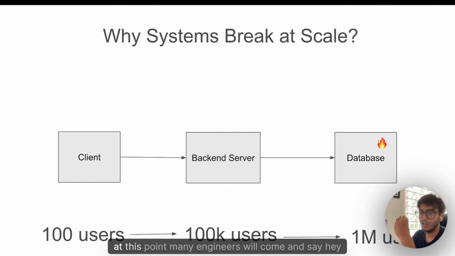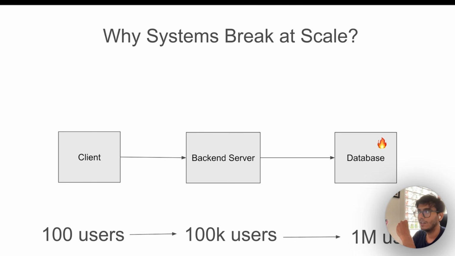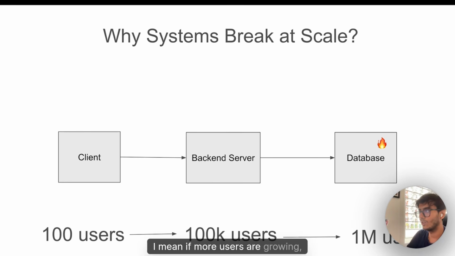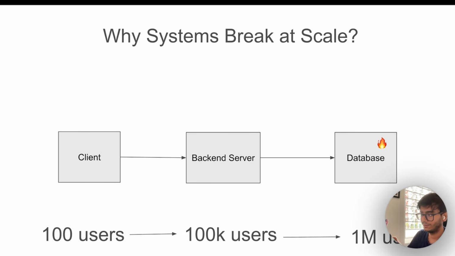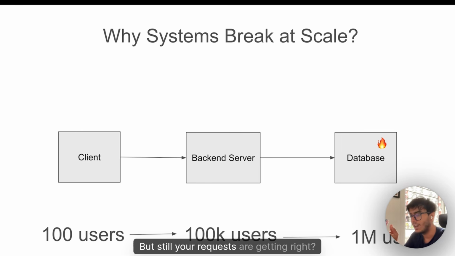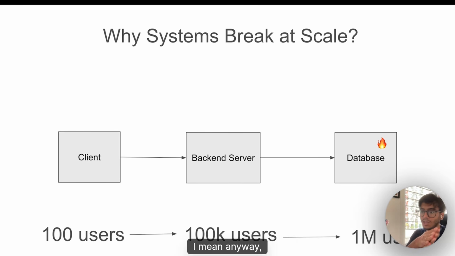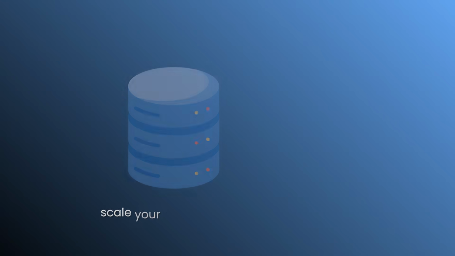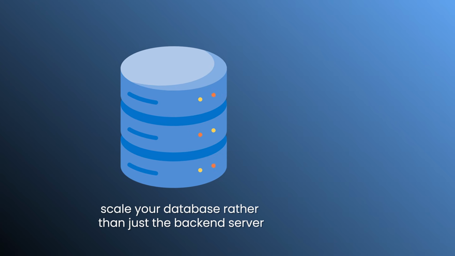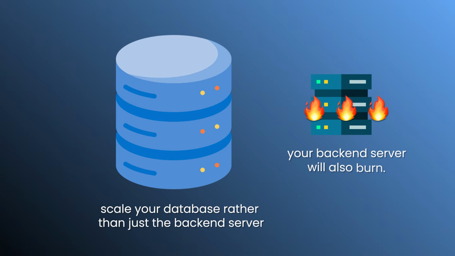So now at this point, many engineers will come and say, "Hey Anubhav, I'll add more CPU. I mean, if more users are growing, I'll add more CPU, right? So that my system scales." But still, your requests are getting stuck. I mean, all the requests eventually transform into a database query, right? So you might need to also scale your database rather than just the backend server. If you don't, your backend server will also burn.